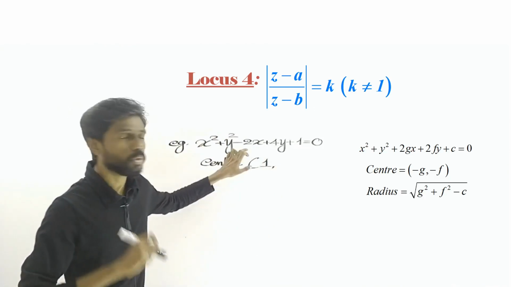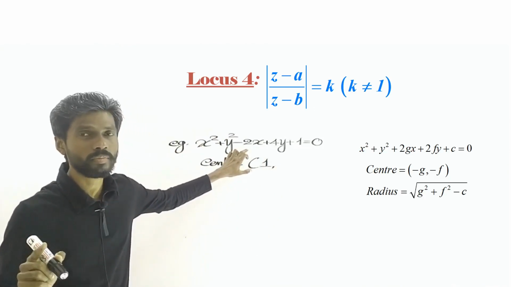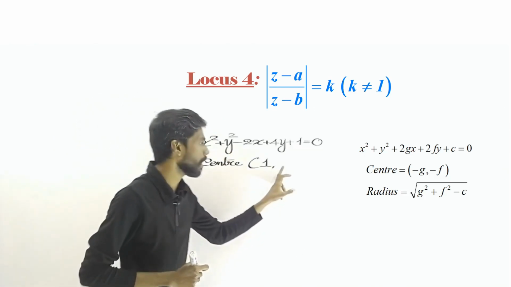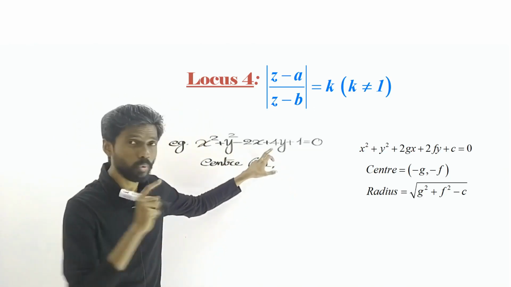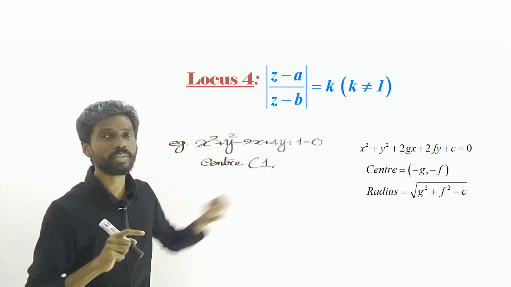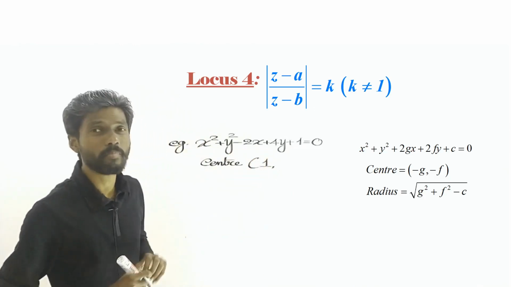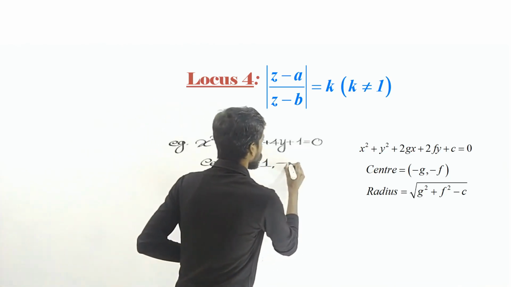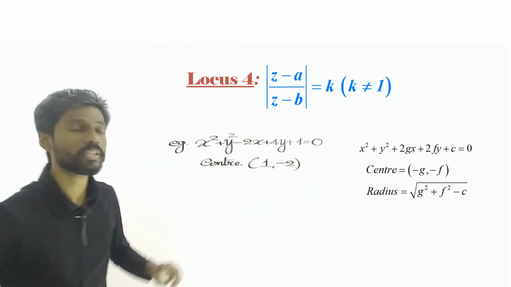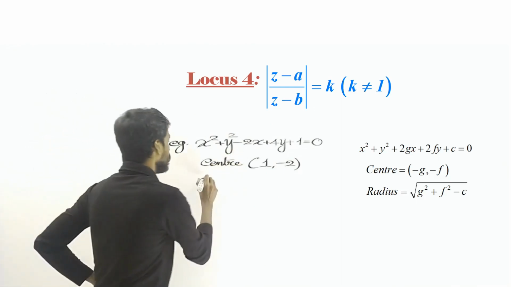Alright, just comparing this equation with the standard equation. 2g is minus 2, so g is minus 1. But the center is minus g, so minus of minus 1 is 1. Similarly, f. What is 2f? 2f is the coefficient of y, that is 4 here. So f is 2, but the formula is minus f, so that means minus 2. That is the center, just comparing with the known equation, so we can get the center. Similarly, the radius.